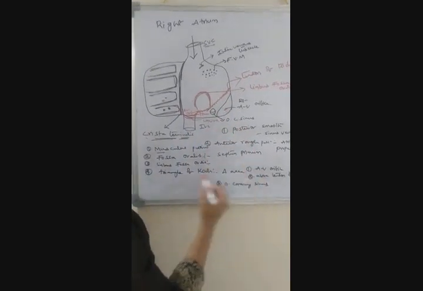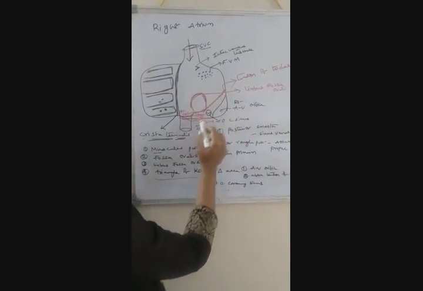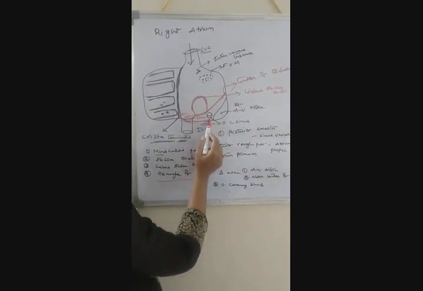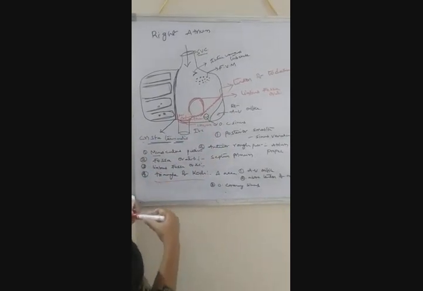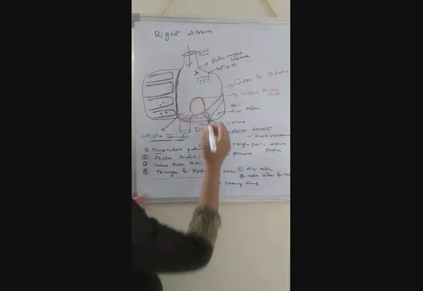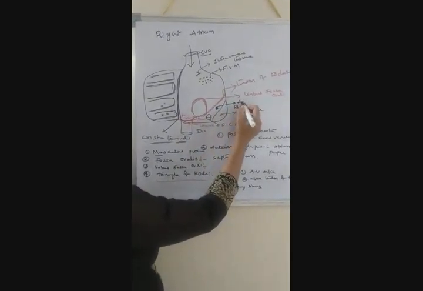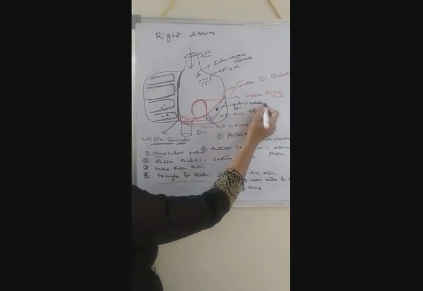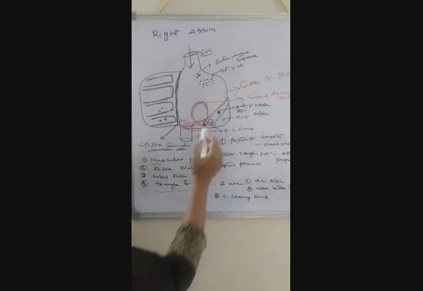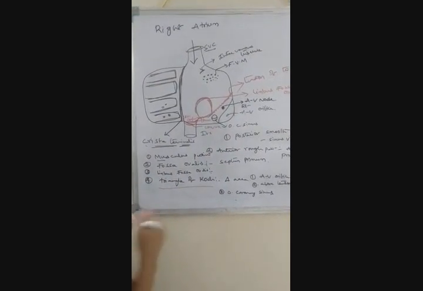Okay. So what is triangle of Koch? It is the triangular area which is present between the AV orifice, the tendon of Todaro and the opening of the coronary sinus. What is the importance of this triangle of Koch? It is the presence of the AV node. Okay, so the AV node is present within this triangle, that is the triangle of Koch.